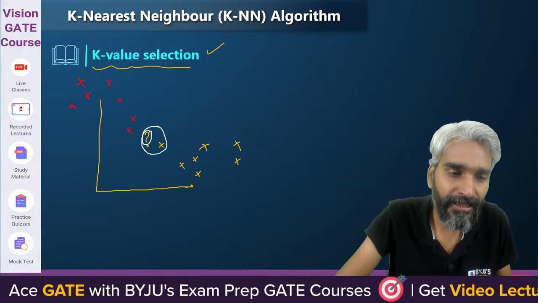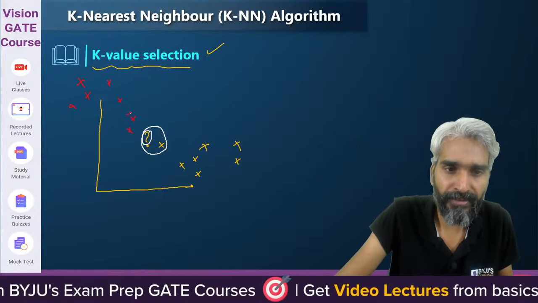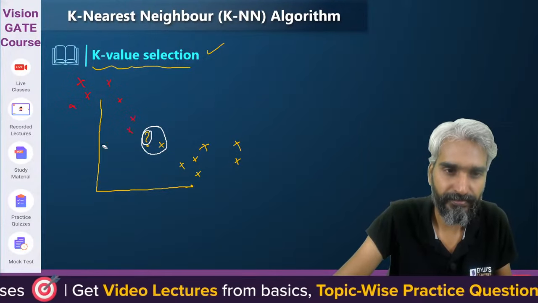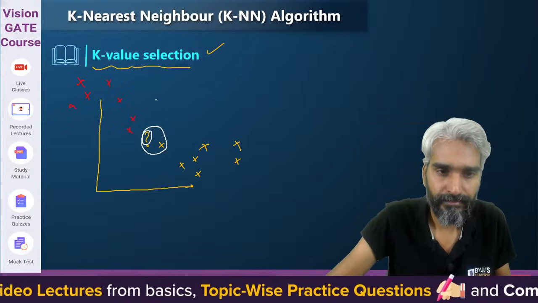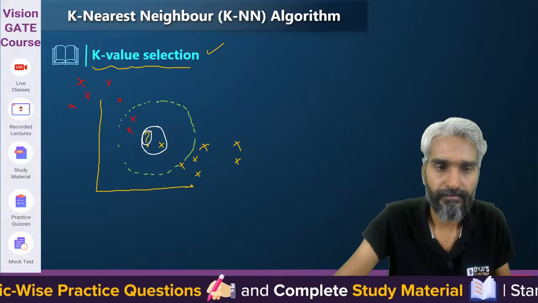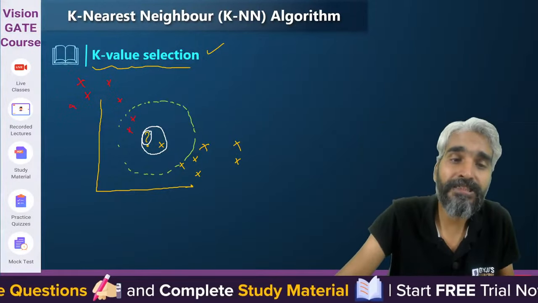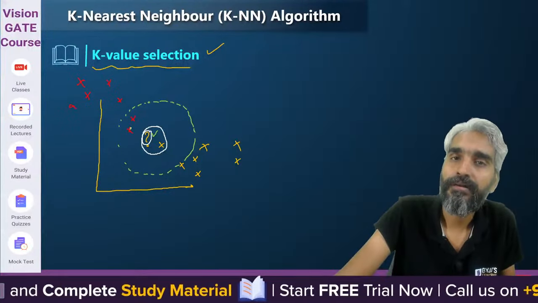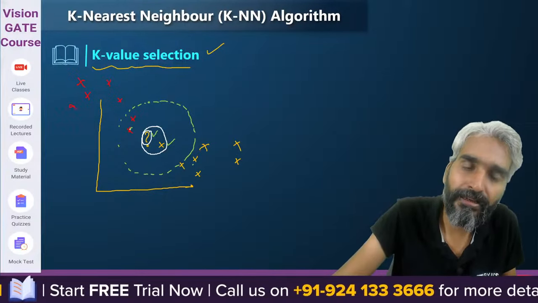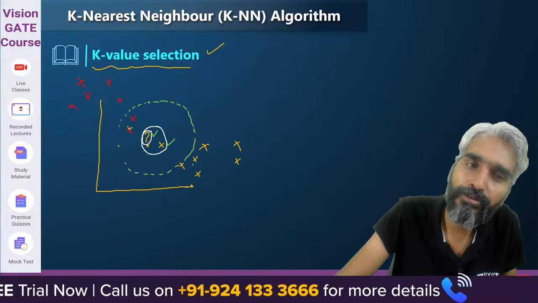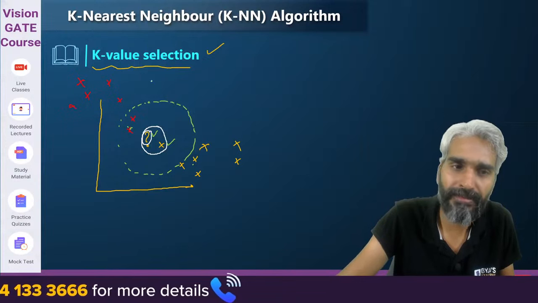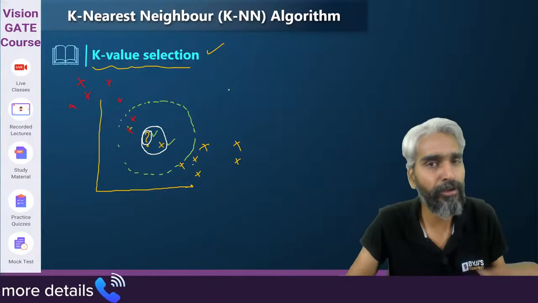If we take the k value as 3, then this point will start belonging to the red color class. If we take the k value as 1, it may belong to the blue color class. If we take the k value as 3, it will start belonging to the red color class. Again, if I increase the value by 1, then it will start belonging to some other class. If I again increase the value of k, it will start belonging to some other class.